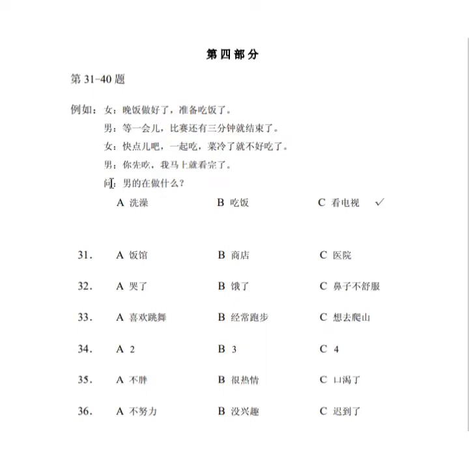And after the dialogue, they will ask a question and you need to tell the right answer according to this dialogue. For example, the question here is: what is the man doing right now? A. Taking a bath. B. Eating food. C. Watching television. According to this dialogue, the right answer is C.